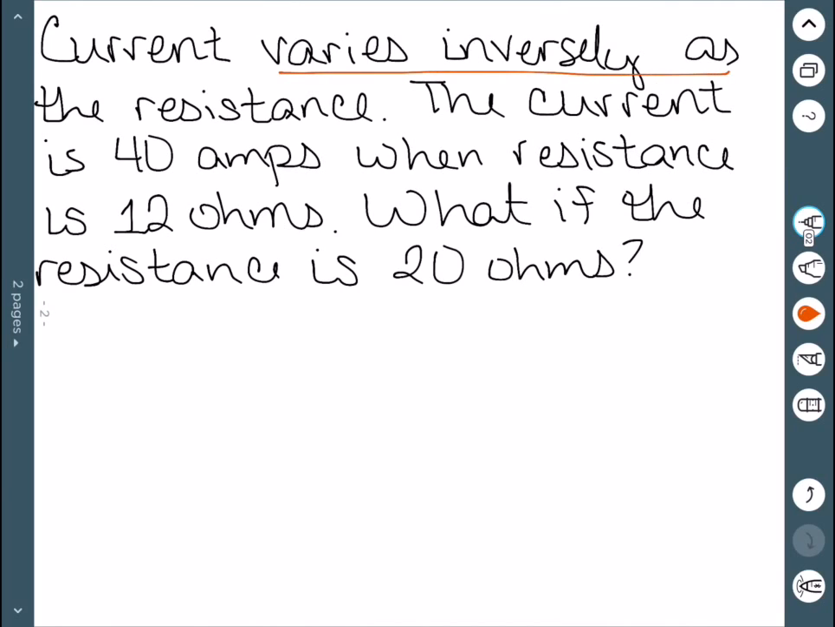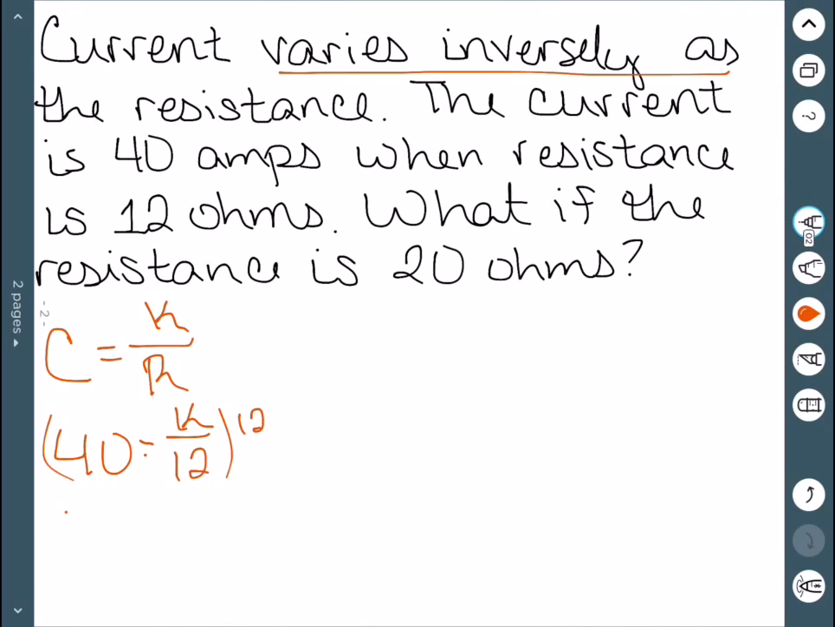Varies inversely tells us that our current is equal to our constant over the resistance. If our current is 40 amps, the resistance is 12 ohms. Multiplying both sides by 12 gives that 480 is equal to k. Now that we've found k, it will not change for this problem.